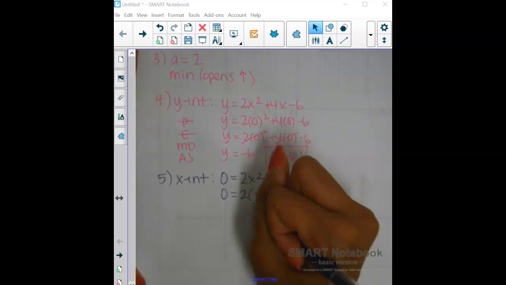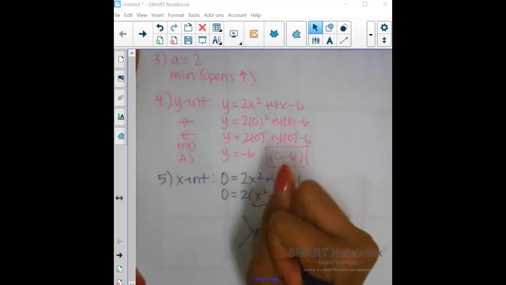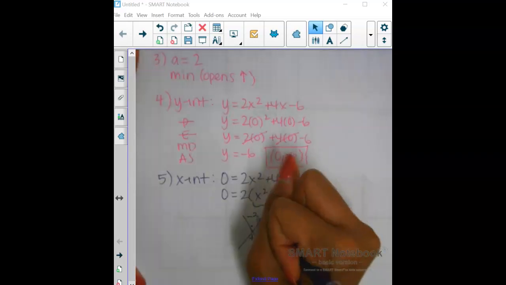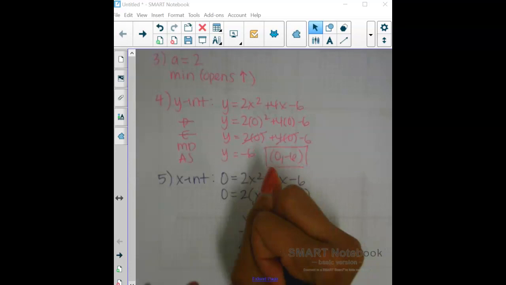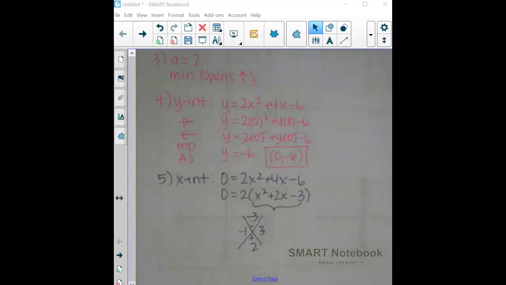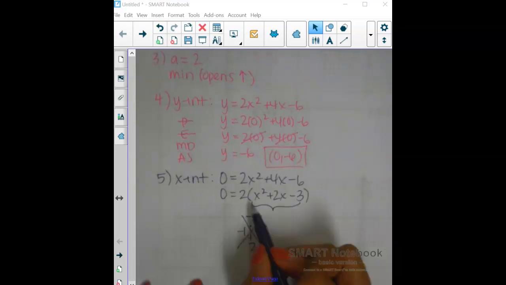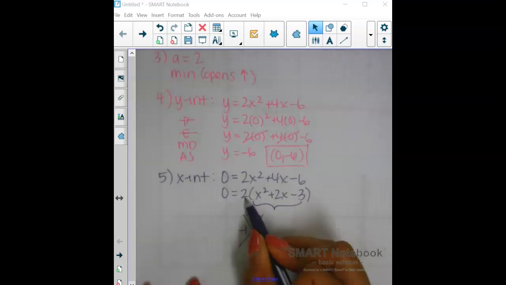I don't know about this. This looks kind of weird. If I try to factor this, are there two numbers that will multiply to -3 but add up to 2? Which numbers can we use? -1 and 3. Okay, that does work. -1 and 3. Cool. Since I factored out that 2, I don't need to worry about factoring by grouping.